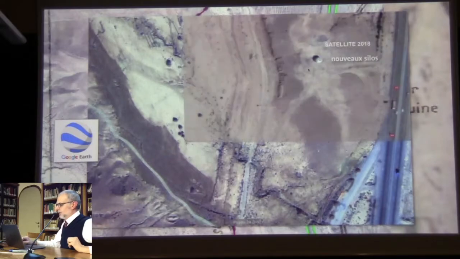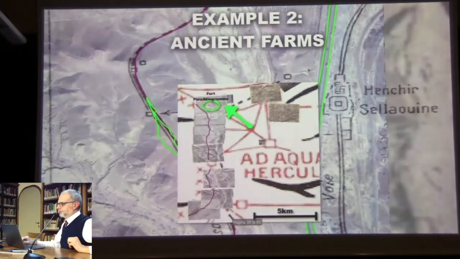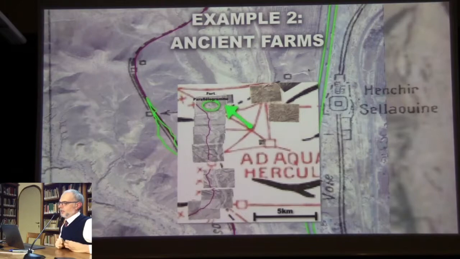Okay. So the second case is the area of the ancient farms. We are going nearby Fort Parallélogramme. We went on a trip.